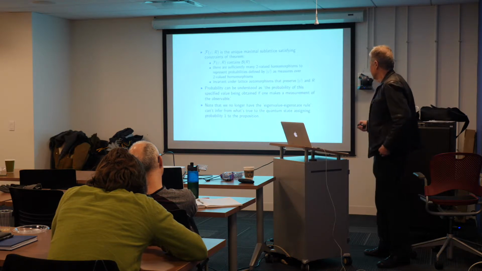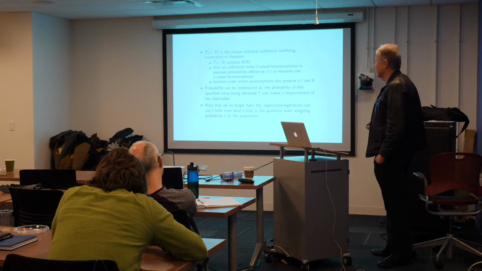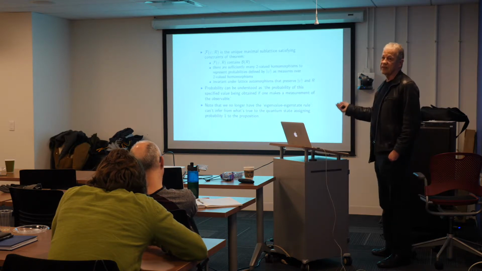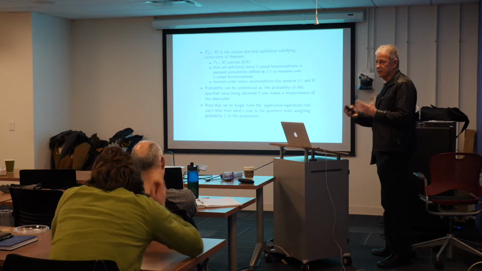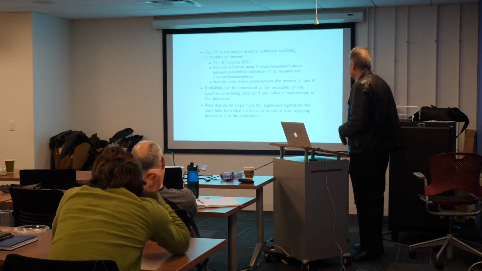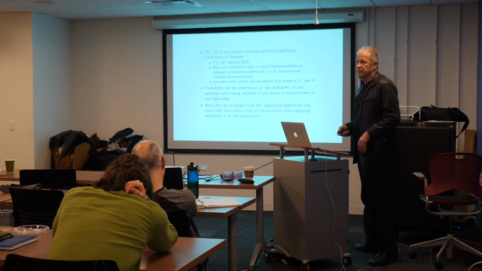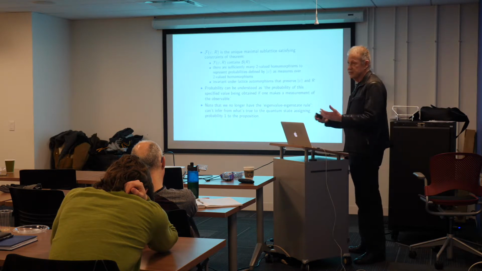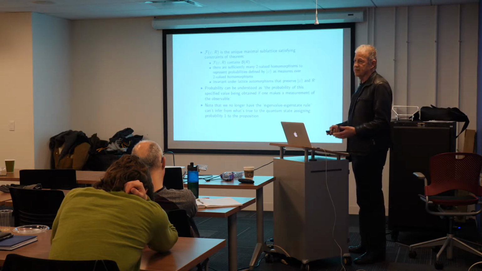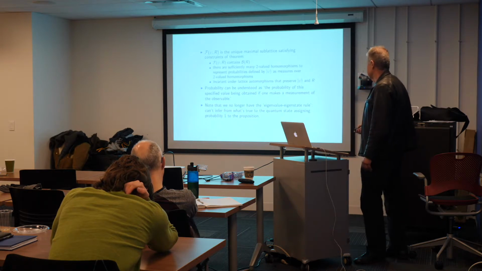And notice that now probability can be understood, to quote the Dirac quote, as the probability of this specified value being obtained if one makes a measurement of the observable. In other words, once you fix R and you fix psi, then there are certain things that are true or false. What you have are all the possibilities for true or false in this sublattice, and you can understand the probabilities as probabilities that the particular one shows up when you make a measurement, as you can in the Boolean case.